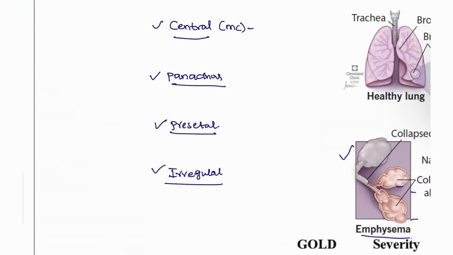It will involve the upper lobe of the lung. Most commonly seen among smokers. Second most common is panacinar, seen in the lower lobe. Next, preseptal is going to involve the lower lobe.